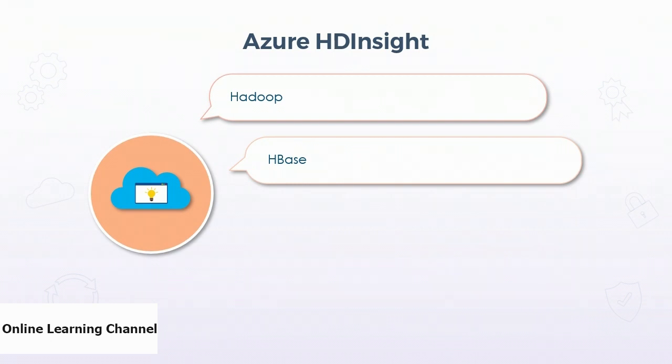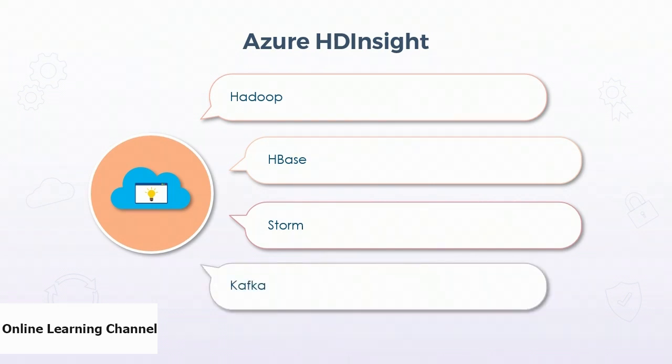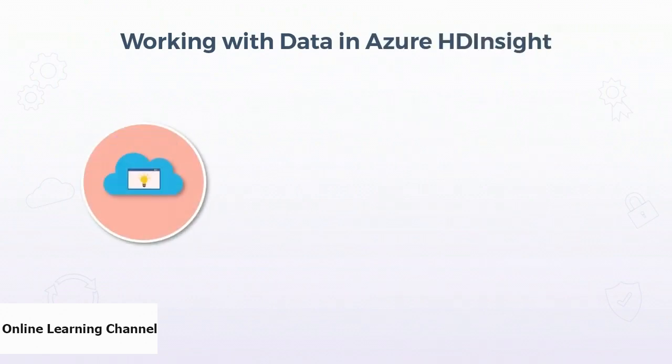And there's also a wrapping for Apache Storm, and Storm can be used for real-time stream analytics of your data. And finally, HDInsight wraps Kafka. And Kafka is what lets you manage data movement and transformation pipelines. Now, as a data scientist or a data engineer, you'll have a very specific way of working with data in Azure HDInsight.